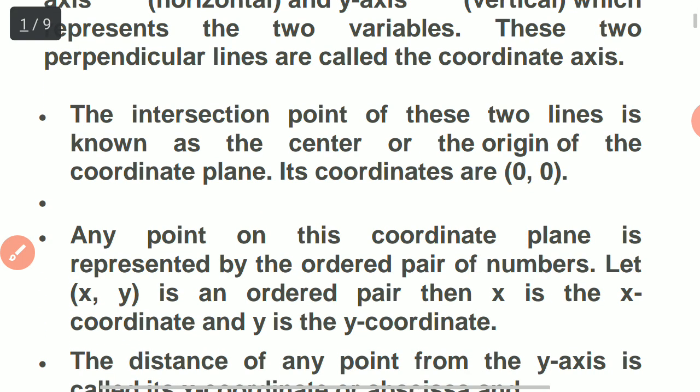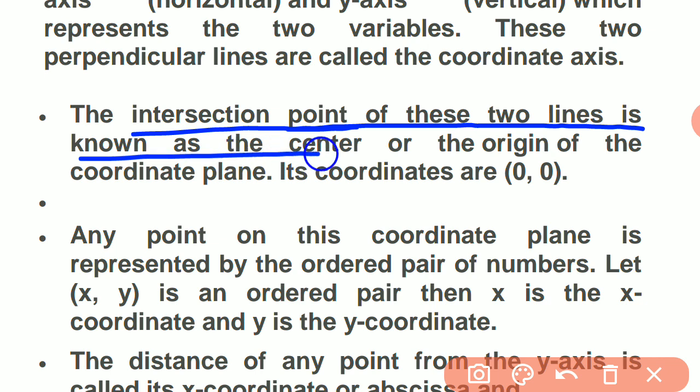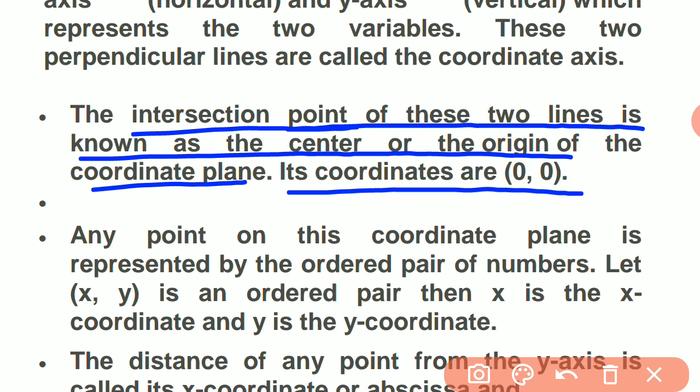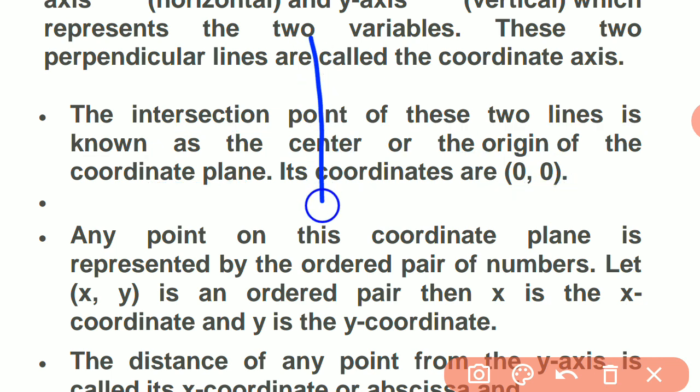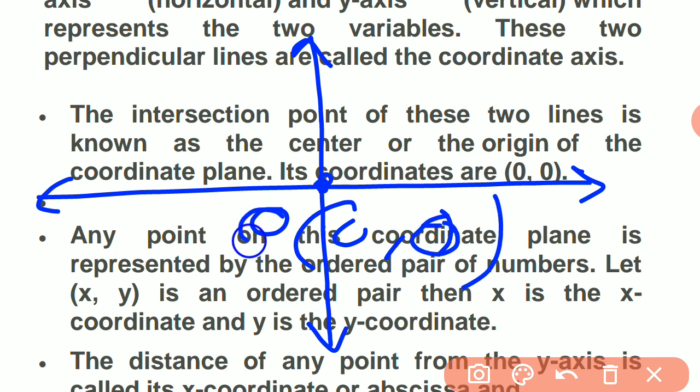The second point is that the intersection point of these two lines is known as the center or origin of the coordinate plane. Its coordinates are 0, 0. It means when the horizontal line and vertical line, that is the x-axis and y-axis, intersect at point O, this point O is known as the origin of the coordinate plane, and the coordinates of the origin are 0, 0, and it is represented by O.